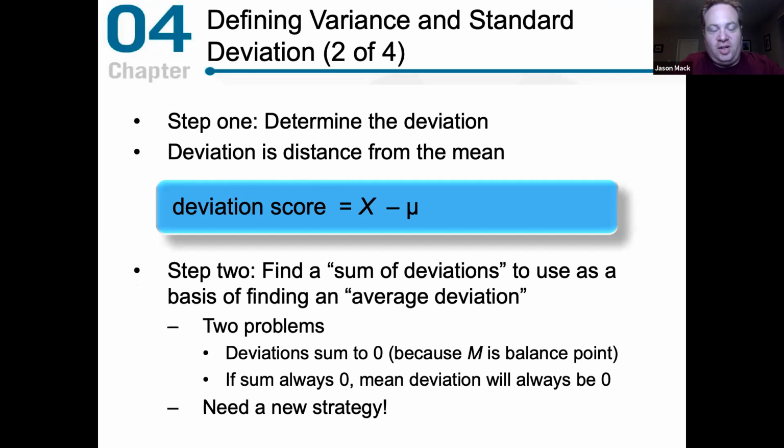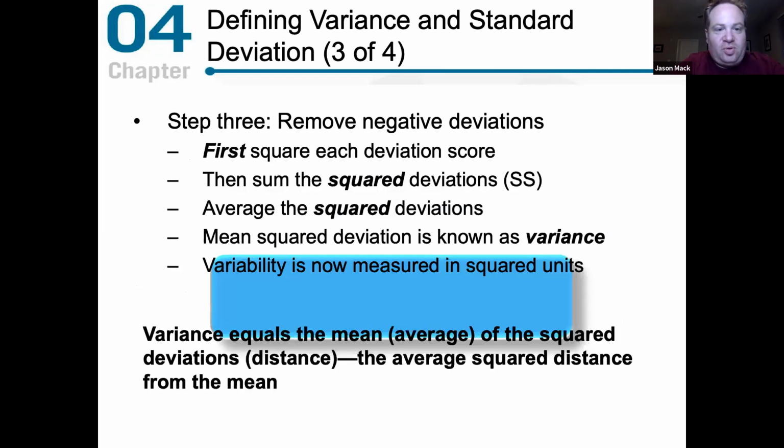So 2 problems: deviations sum to 0 because the mean is the balance point. If the sum is always 0, the mean deviation will always be 0, which means you need a new strategy. So step 3, remove negative deviations. First square each deviation score, then sum the squared deviations, the sum of the squares, and average the squared deviations.